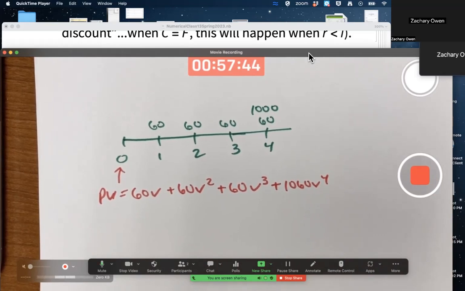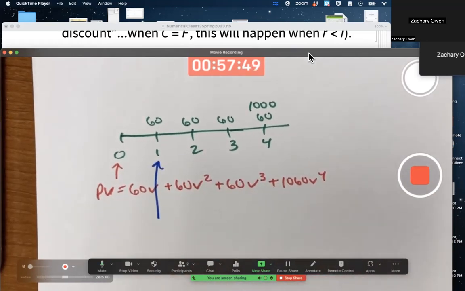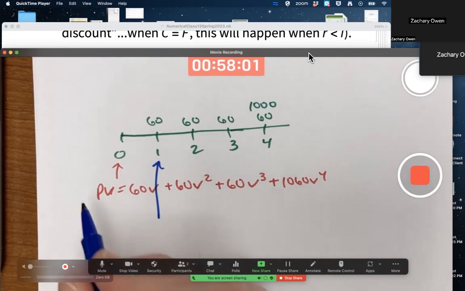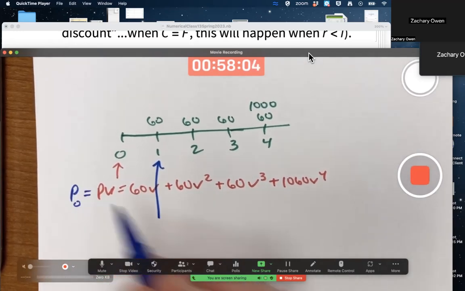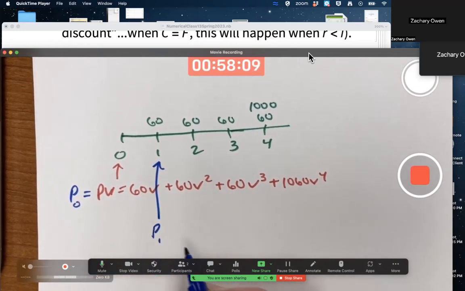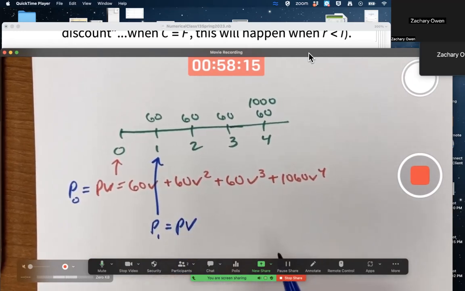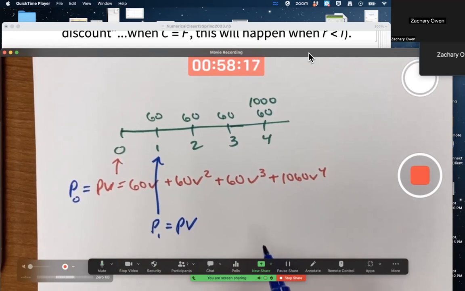But what about the value at time 1, right after that $60 payment is paid? Is that a present value? It is a present value if you're at time 1. That's the present value at time 0, the price at time 0. What's the price at time 1? It's the present value at time 1. You might say that's no longer the present. Well, it's not the present if you are at time 0, but if you're at time 1, where time 0 was 1 year ago, then it is a present value.